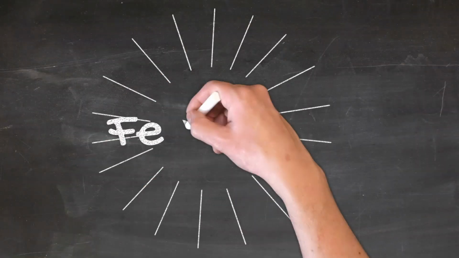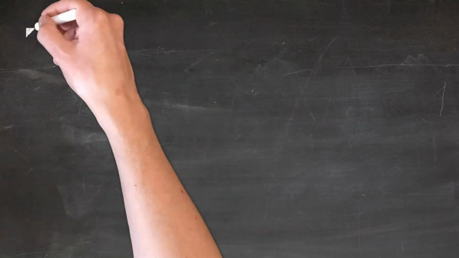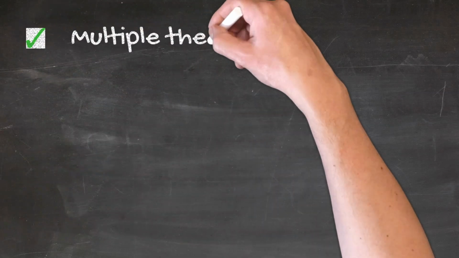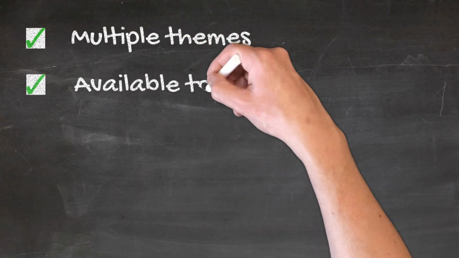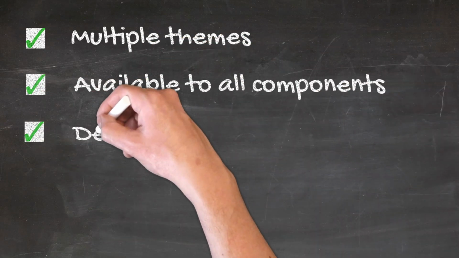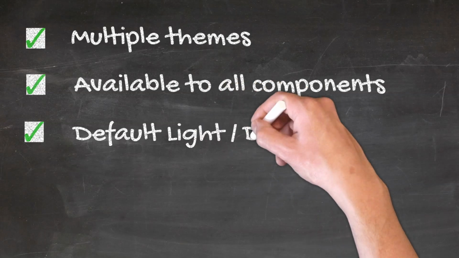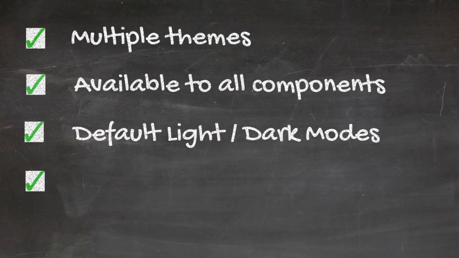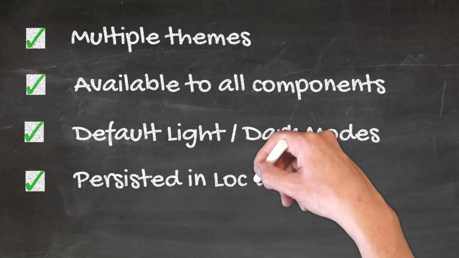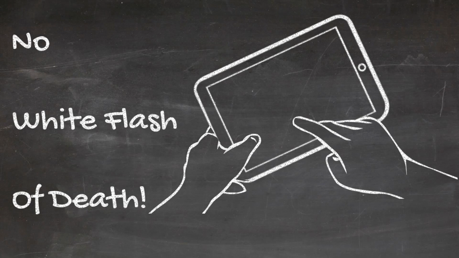That's why I decided to create a theme switcher for React, where you could create multiple themes and switch between them on your website. So here are the features I'm looking for. The theme switcher should switch between an infinite number of themes. The current theme should be available to all React components. Default light and dark modes depending on the user's operating system or browser preference. And the chosen theme should be persisted across user sessions. And the most important one is no flash of death on hard refresh for static site rendering.